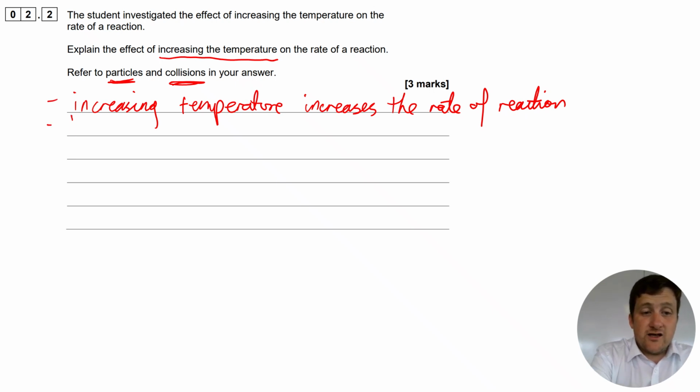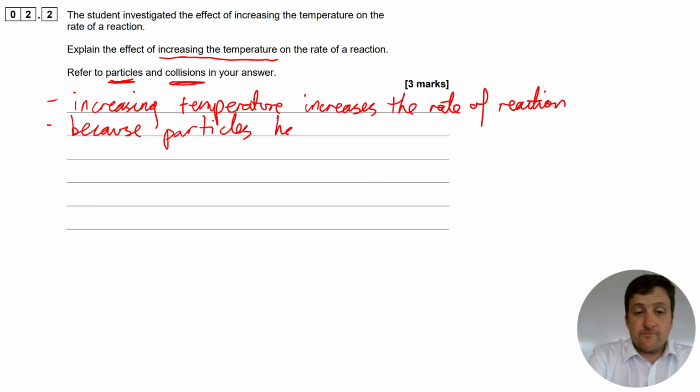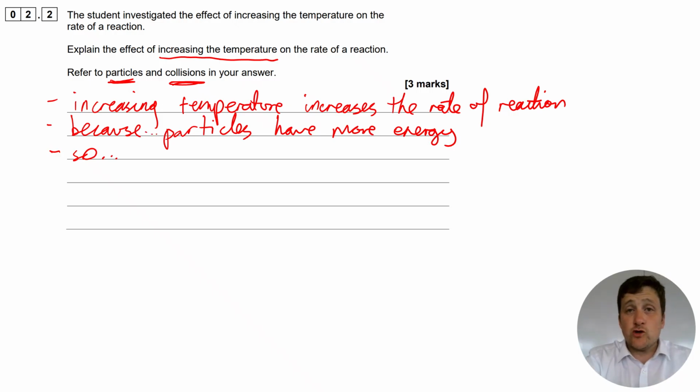But now we get to the because. Why? Well, we're going to add particles for the first time. Particles have more energy. This is our year 7 bit. If I increase the temperature, particles have more energy. Everyone knows that one from year 7. Okay, well, so what? So, again, these are my explain words to show that I'm explaining.